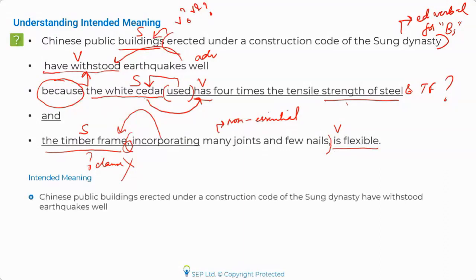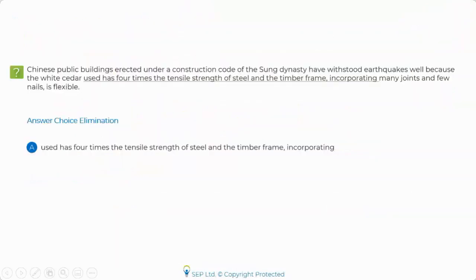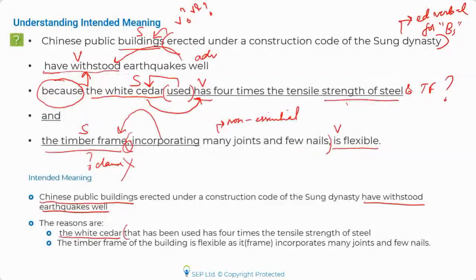What we're trying to say is that Chinese public buildings have withstood earthquakes well, that's the main information. The reasons are that the white cedar that has been used has the tensile strength of steel, and the timber frame of the building is flexible as it has many joints and few nails.